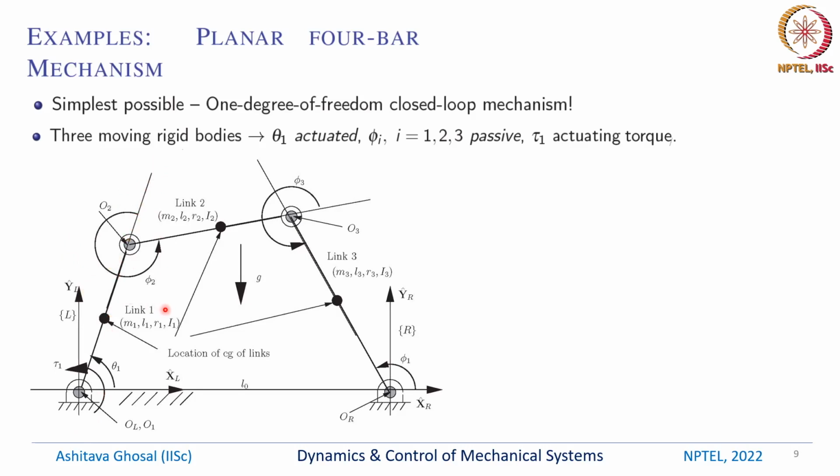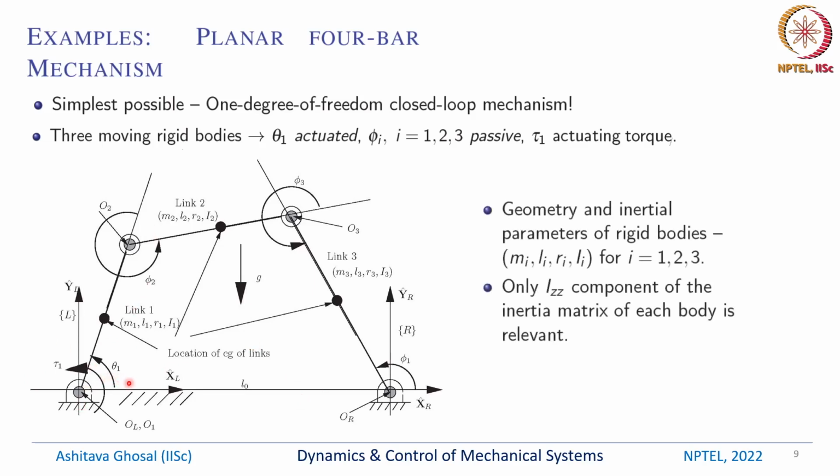So if you take the convention that counterclockwise is positive, phi 2 will be like this, and phi 3 will be like this, not this smaller angle. It doesn't matter. Eventually, if you stick to a consistent convention, everything will be fine. And again, there is a gravity acting in this direction, and the location of the CG is along the link, similar to the previous case.